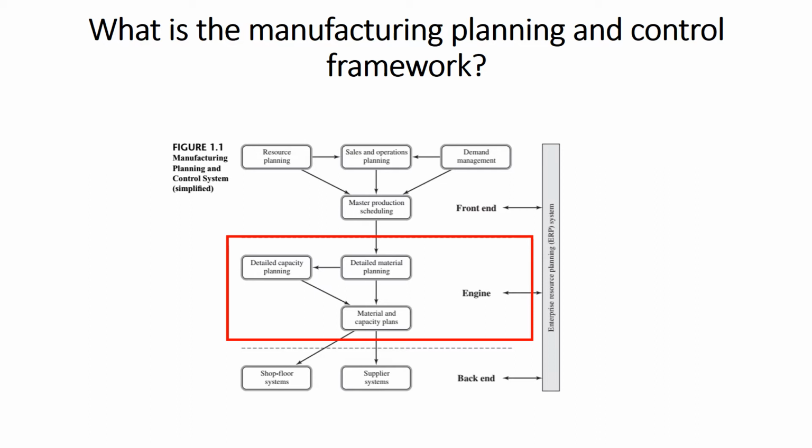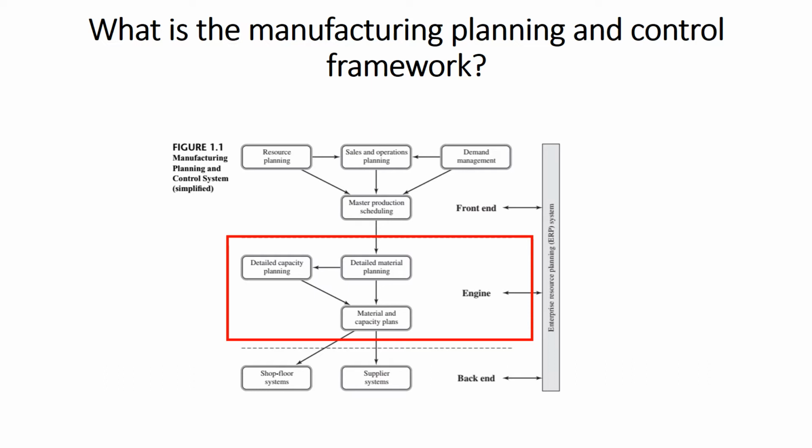MRP determines, or explodes, the period-by-period, time-phased plans for all component parts and raw materials required to produce all the products in the MPS. This material plan can thereafter be utilized in the detailed capacity planning systems to compute labor or machine center capacity required to manufacture all the component parts.